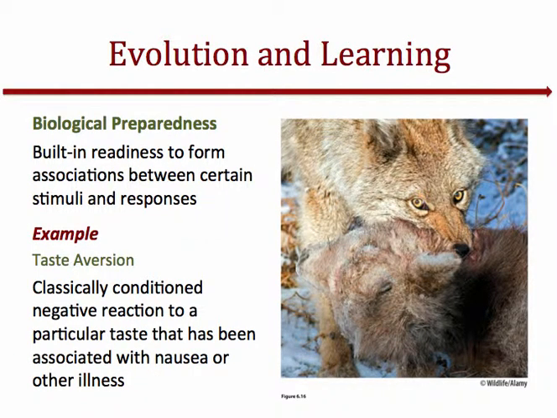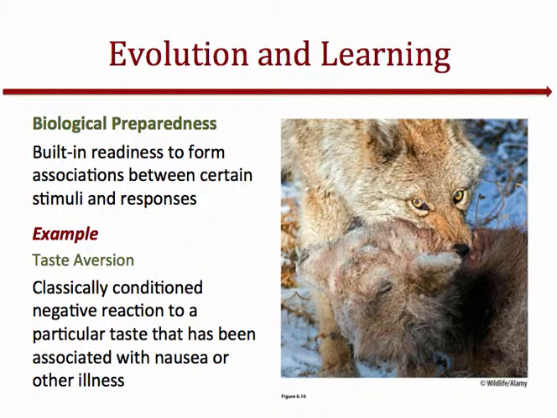There are also some evolutionary factors that need to be considered in terms of learning. We don't come into this world as blank slates. We come into the world with a set of genes that have allowed us to develop and display certain behaviors over the course of hundreds of thousands of years. And biological preparedness refers to this built-in readiness to form certain associations between stimuli and responses. And a good example of this is called the learned taste aversion.